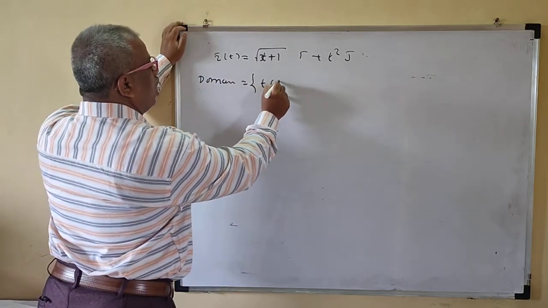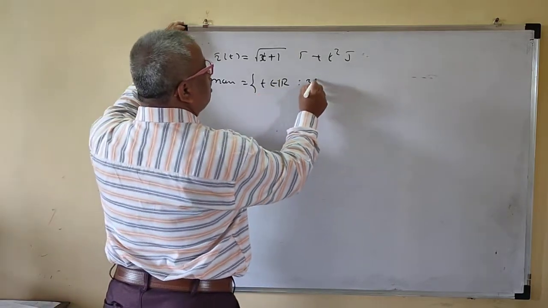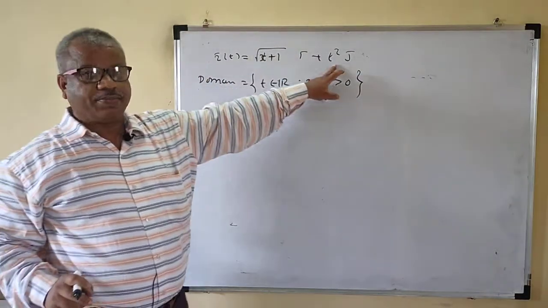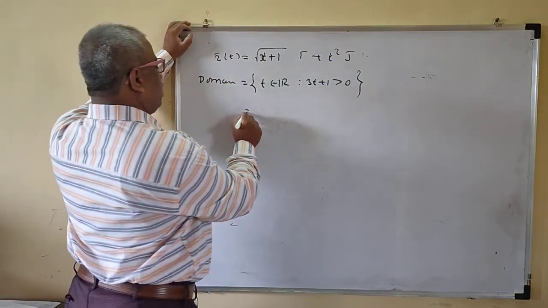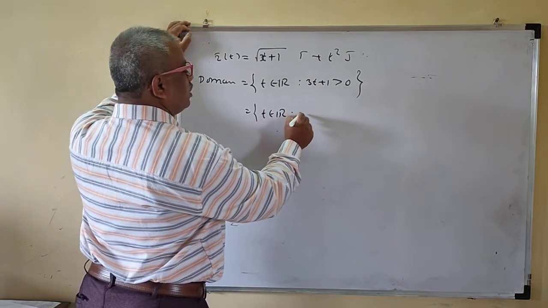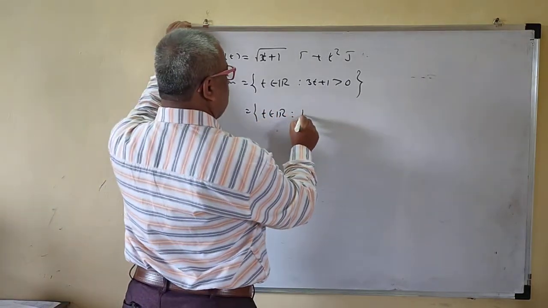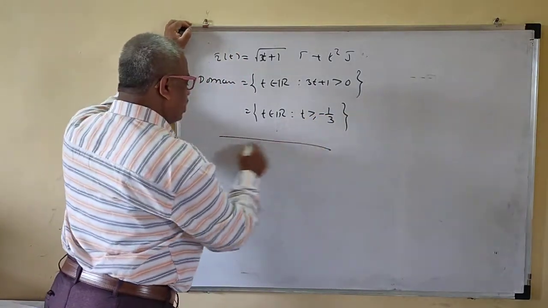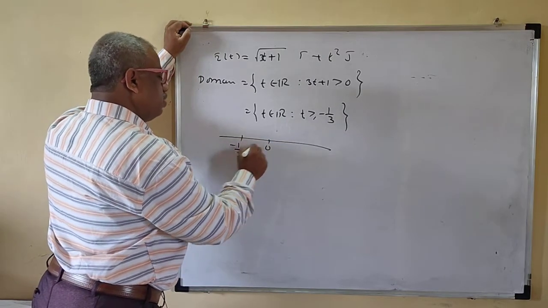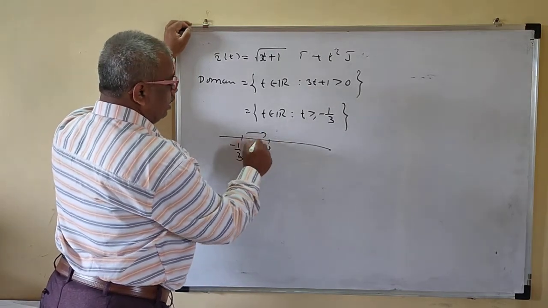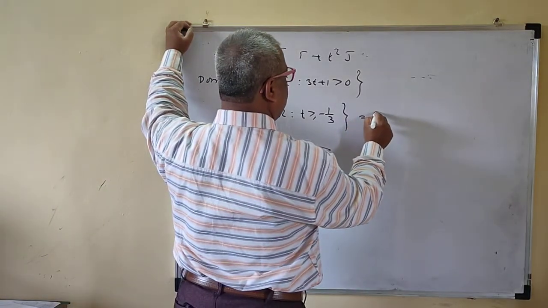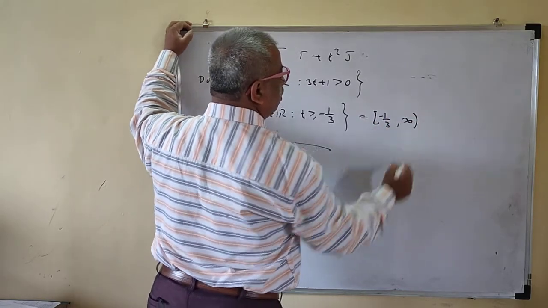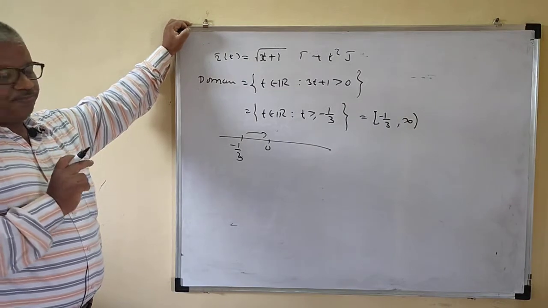So t belongs to R such that 3t plus 1 is greater than 0. This should be positive. Here no problem. Okay, so what is that then? This is t belongs to R such that t is greater than minus 1 by 3. So that means t is minus 1 by 3 is here, this is 0, and t is greater than this. So this is an open interval, minus 1 by 3 to infinity. This is also a domain of the function.